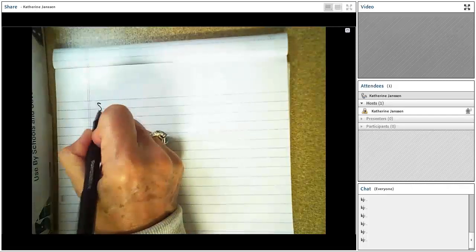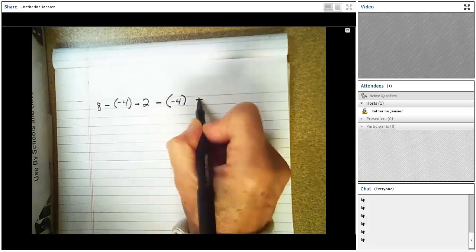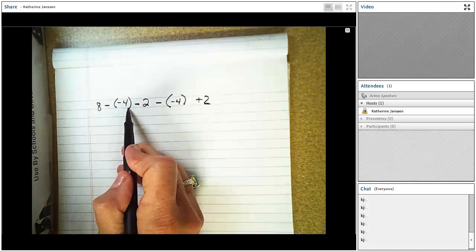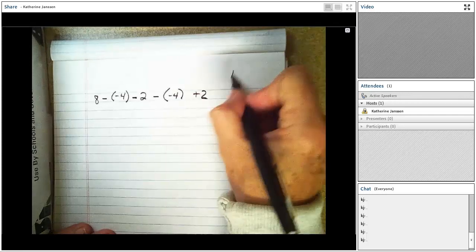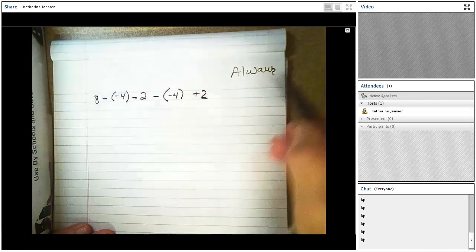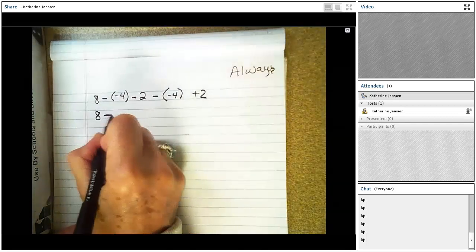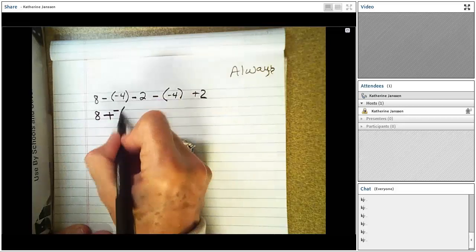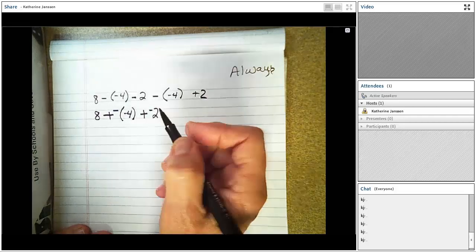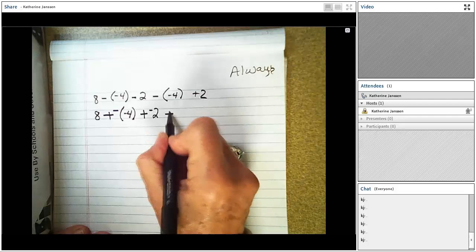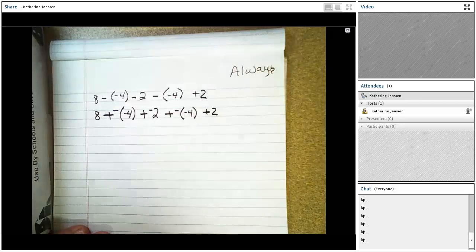I have 8 subtract a negative 4 minus 2 minus a negative 4 plus 2. Well, the first thing I'm going to do is change subtraction to addition and add the opposite of the number I'm subtracting. Now I have all addition.